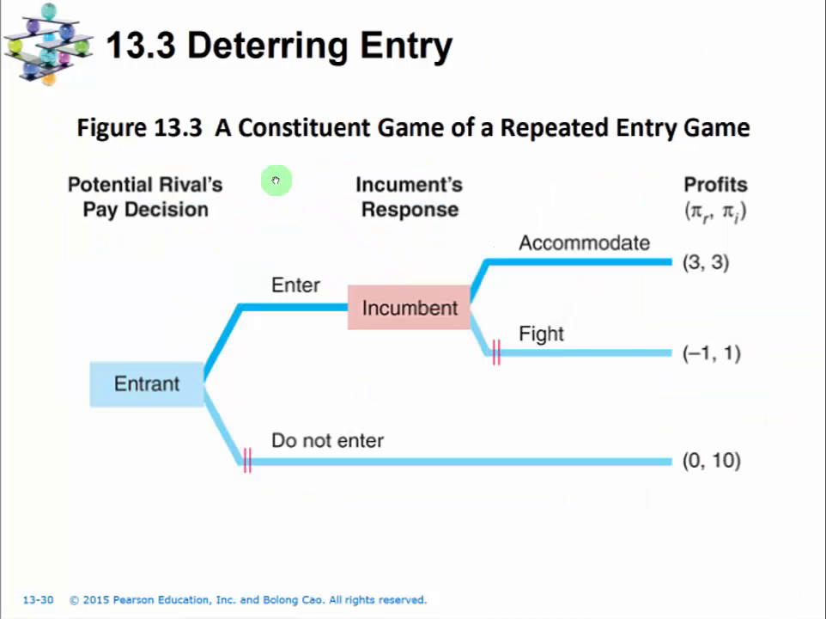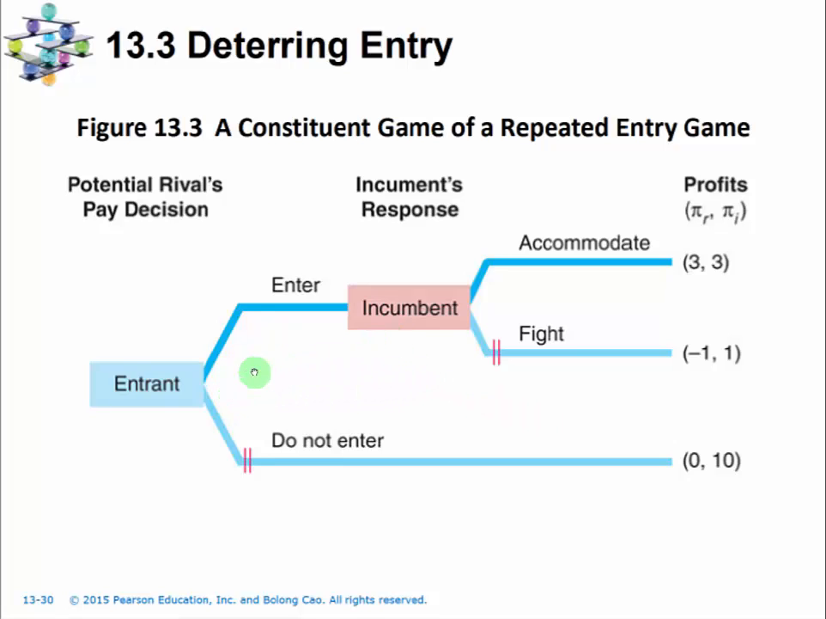Let's look at the textbook example next. In this example, the constituent game can be repeated because we assume the incumbent is a chain store. So the rival will try to enter into many different small towns already occupied by the incumbent. And then in every single small town, this entry game can be repeated. Let's look at the game first.